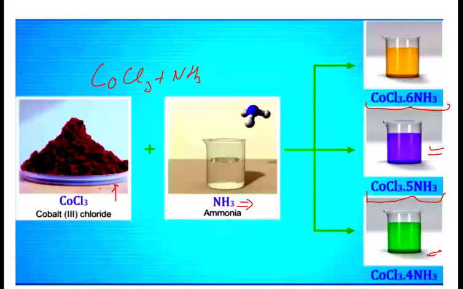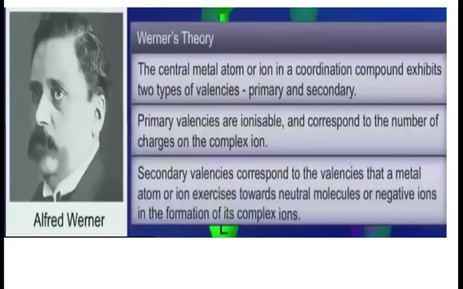Now, why was there a color change? The first attempt in this regard was carried out by Werner, and he also got the Nobel Prize for that. So we will go through Werner's coordination theory. Now the main postulates of Werner's coordination theory. He was Alfred Werner.